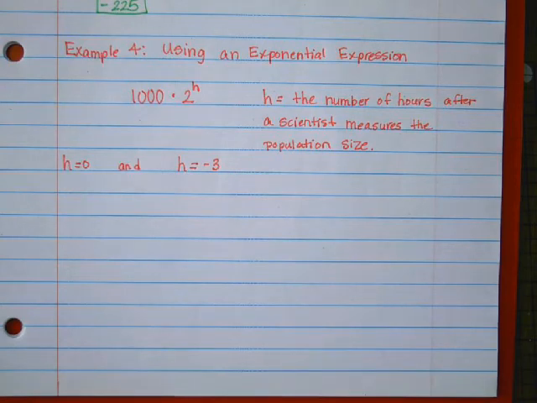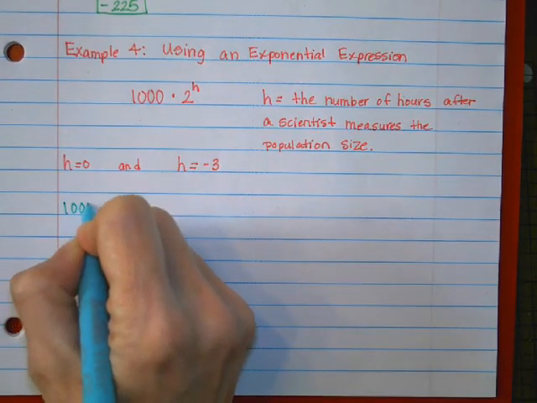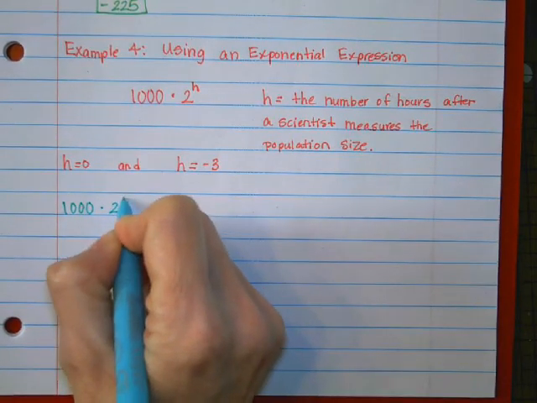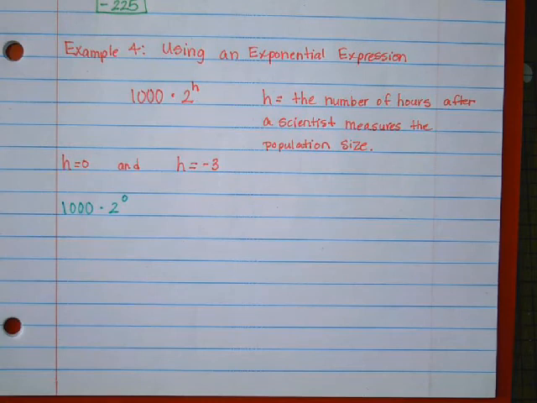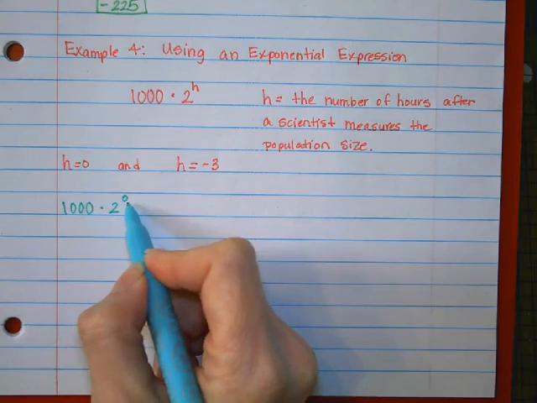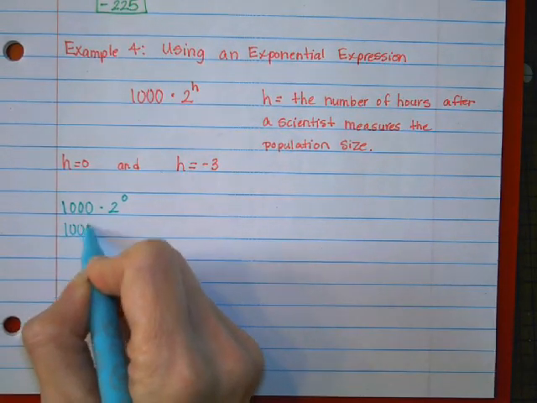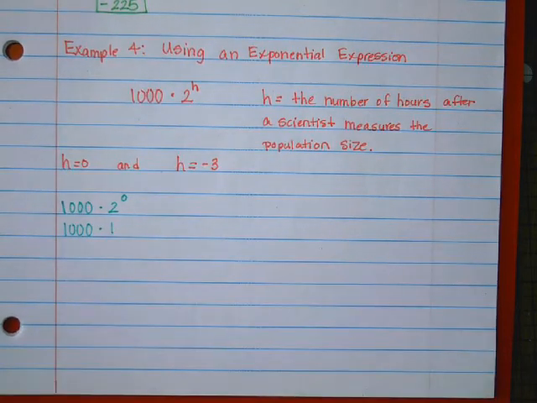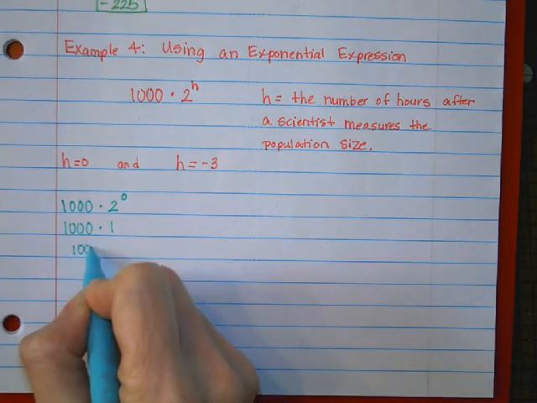So we're going to go ahead and solve these problems by doing the evaluation. So we use it with the 0. So we got 1,000 times 2, and we're going to substitute that h with a 0. So 2 to the 0 power. All right, so let's use our knowledge of what we know. So Ava, what is 2 to the 0 power equal to? Correct. So we got 1,000 times 1, because she said the 0 power is equal to 1. So now we're going to multiply 1,000 times 1, and we get 1,000.